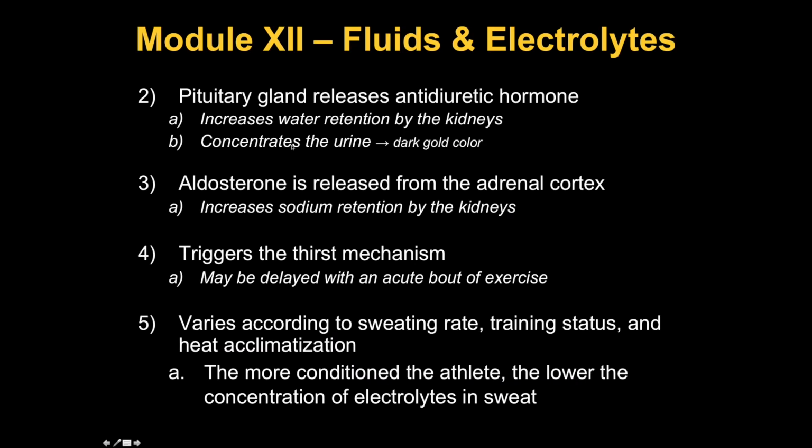So what ends up happening next is that the pituitary gland is going to increase antidiuretic hormone. Just the name of that should tell you what's going on here. We're trying to retain water and not lose water. So we're increasing the water retention by the kidney, and that's going to end up concentrating the urine. And in some cases, we may end up with a nice dark gold color urine.